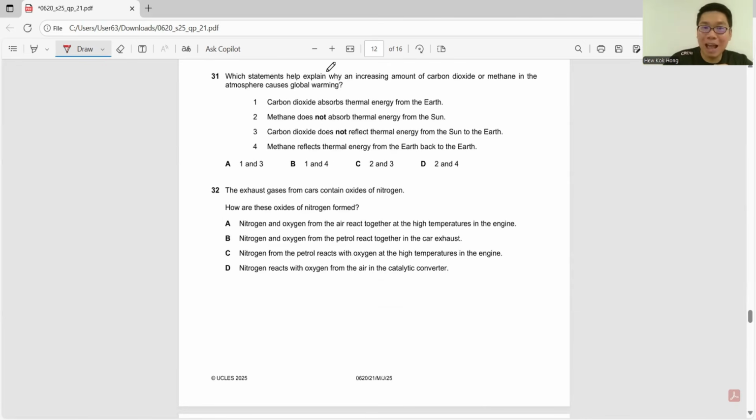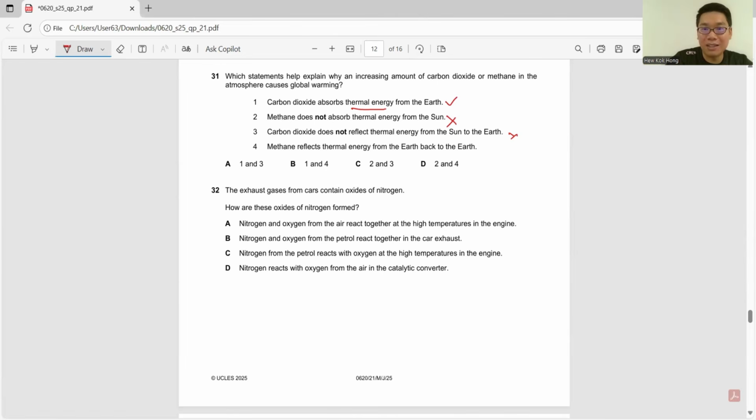31. Which statement helps explain why an increasing amount of carbon dioxide or methane in the atmosphere causes global warming? Number 1, carbon dioxide absorbs thermal energy from the earth. Yes, when the earth reflects it back, it's unable to escape from the earth, so it's trapped by carbon dioxide. Number 2, methane does not absorb thermal energy from the sun. No, it actually absorbs.